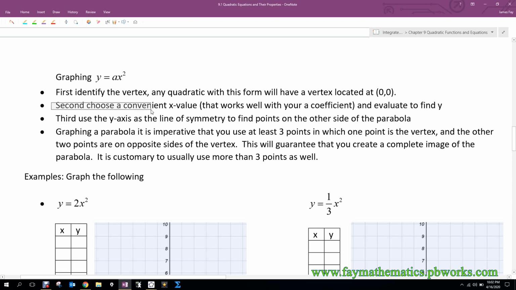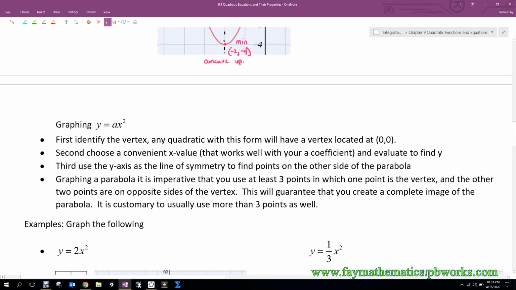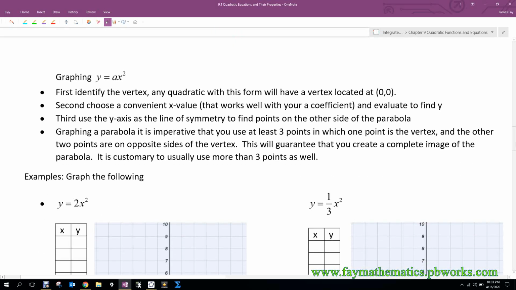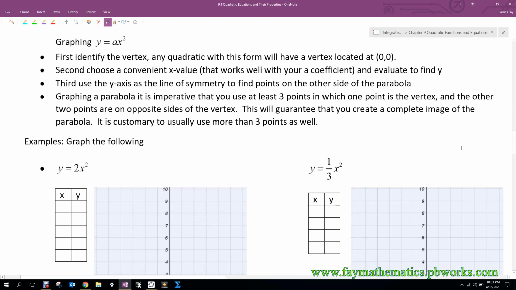Second, it says choose a convenient x value that works well with your coefficient and evaluate to find y. Okay, we'll talk about how we do that here in a moment. For instance, here, I probably would not use x to be 1. Okay, because if I put 1 in here, I'm going to get 1 times 1/3, which is 1/3. I don't want to graph 1/3 on my y-axis. If I plugged in 2, I would get 4/3 here. I don't want to graph 4/3. Okay, so we'll talk about what it means to be a convenient x value. We did the same thing with lines, if you can remember back that far.